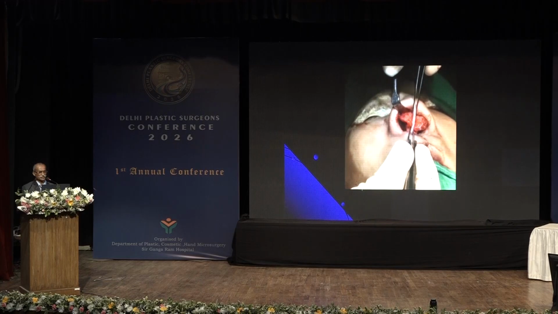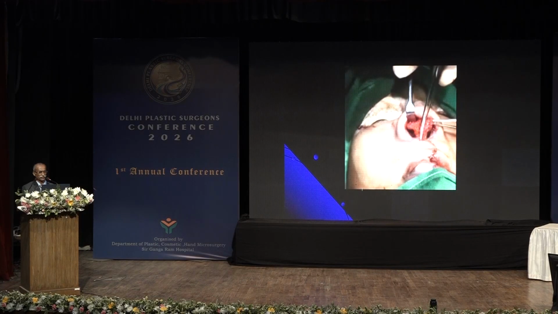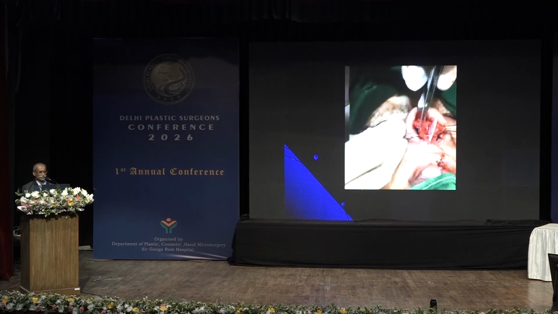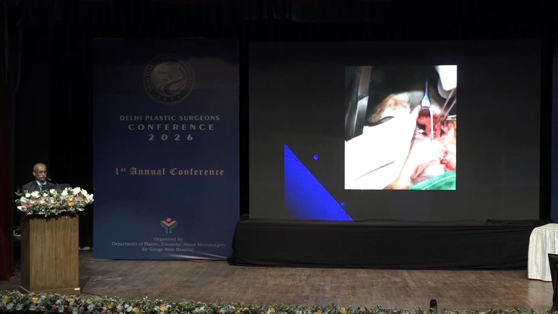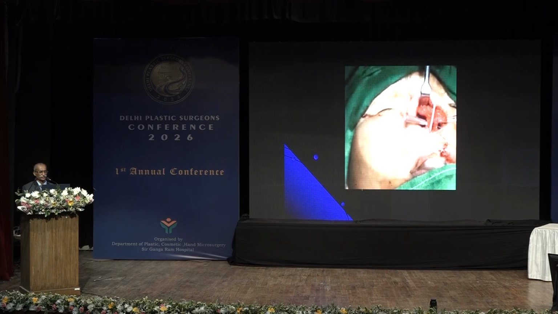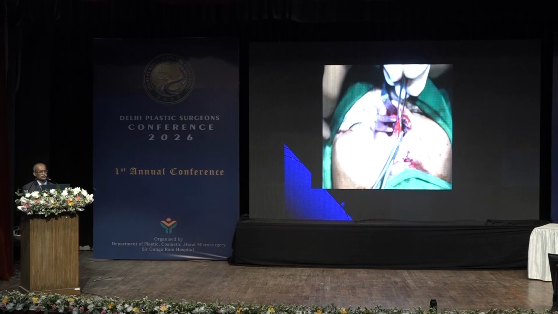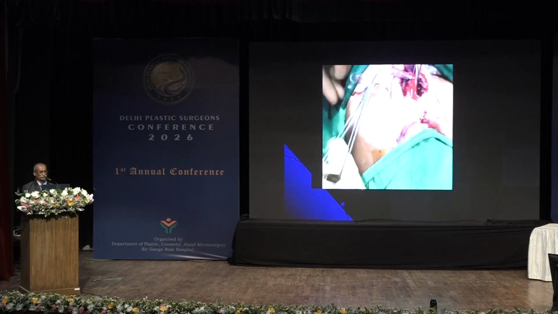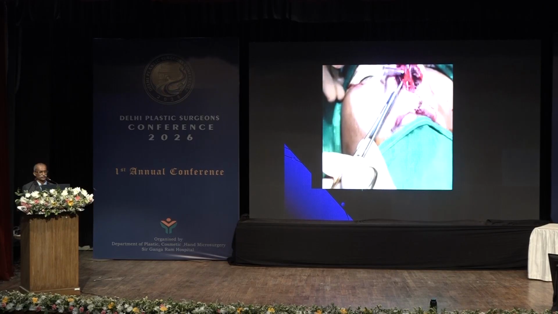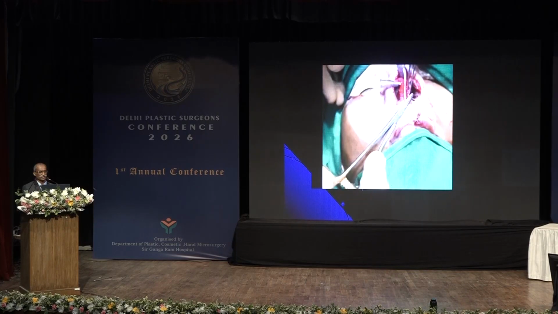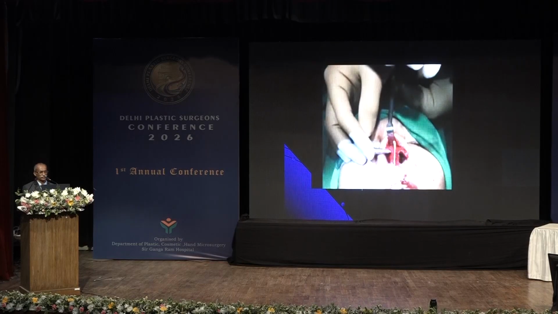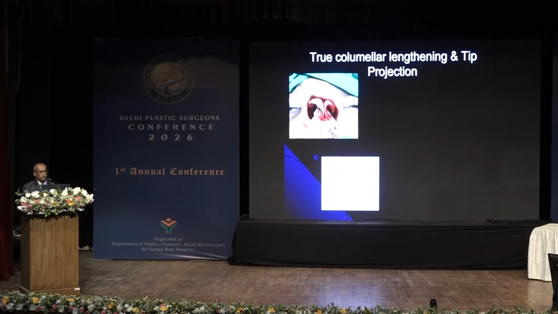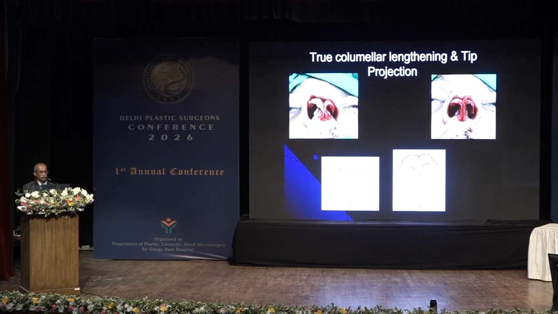So this is the columellar strut which is placed in between the two crura of the alar cartilages, which provides you good columellar lengthening as well as support to the alar cartilage. And then it is sutured with 4-0 PDS sutures to each other, which will provide good support to the columella. So multiple sutures have been taken. And this is how you achieve the columellar lengthening.